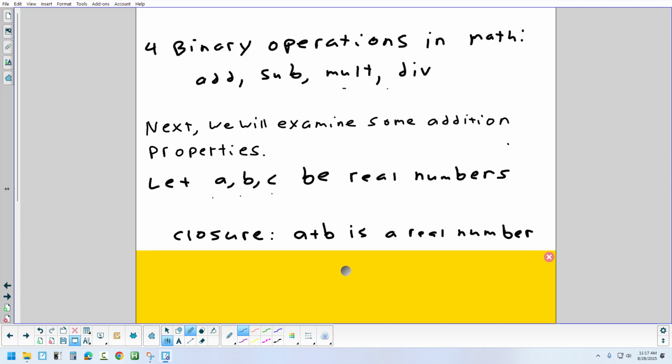Pretty much all the binary operations work for closure. Add, subtract, multiply, and divide. All of them. Square root does not. You take the square root of -2. -2 is a real number. So you start with a real number, take the square root of it. Square root of -2 is imaginary. So that would be a little different.